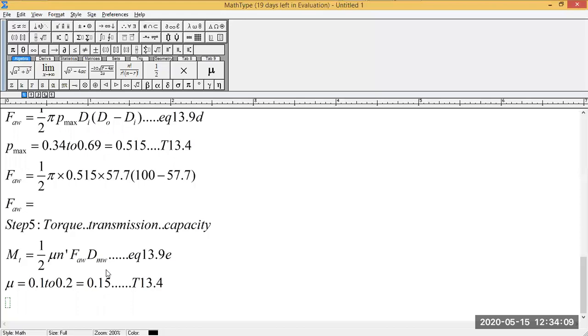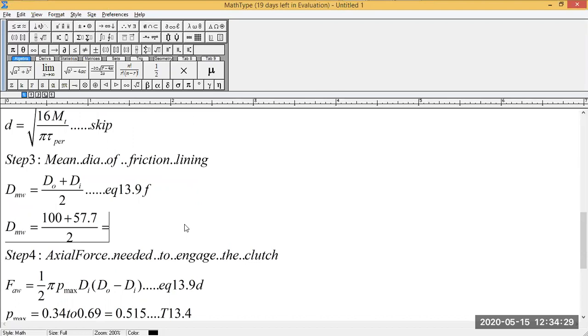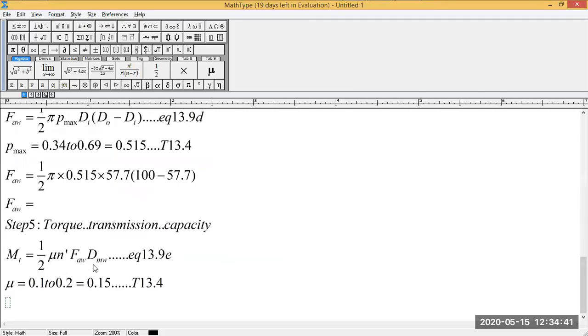And n dash is what is required to be found. How many contact surfaces are required? So FAW, has anybody found FAW? Post in the group chat. Then DMW, I think you have found DMW. That's also required to be found. Let's see: 100 plus 57.7 over 2, that is 78.85 mm. Let's calculate this.